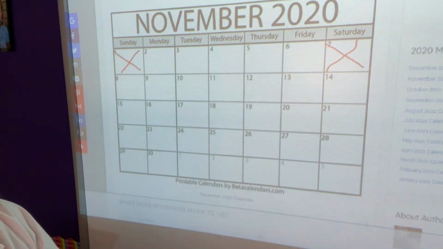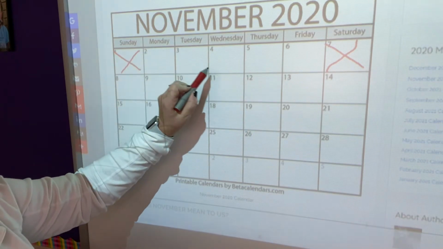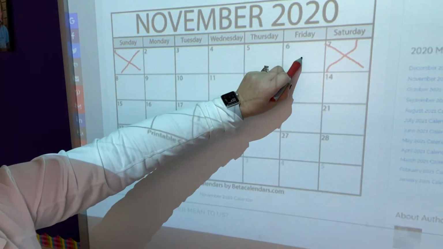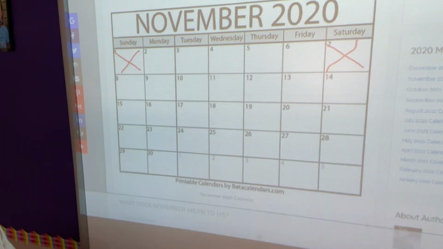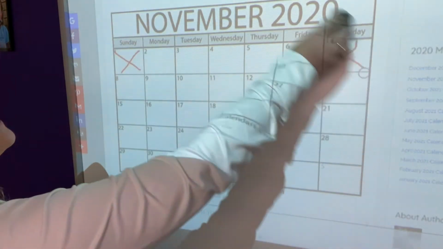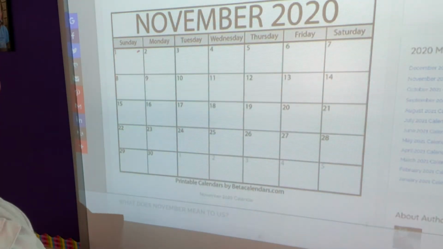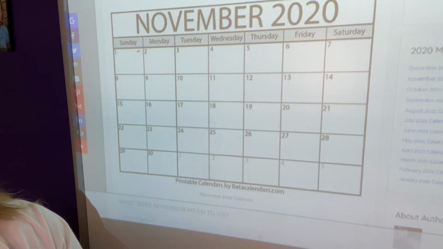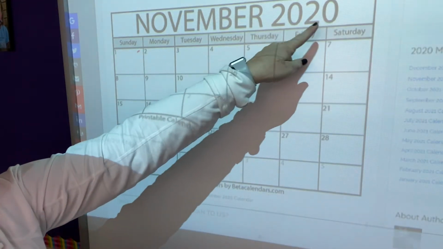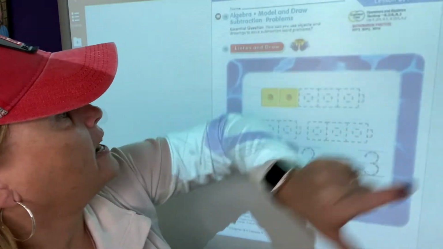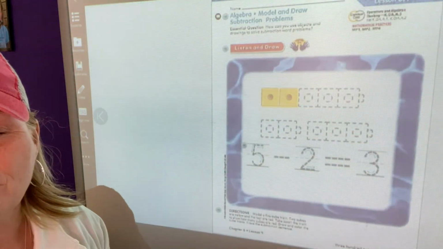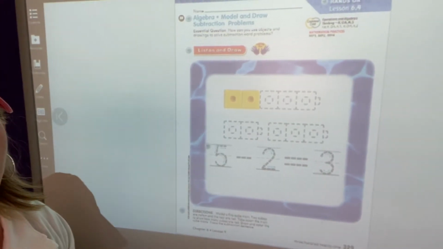So how many days a week do we typically have school? Let's count. 1, 2, 3, 4, 5. We normally come to school 5 days a week. Great job. Does anybody know what month comes after November? December. And after December, we start all over again with January, and it won't be 2020 anymore. It'll be 2021. I think most of us, including your moms and dads, are looking forward to starting a new year, 2021.